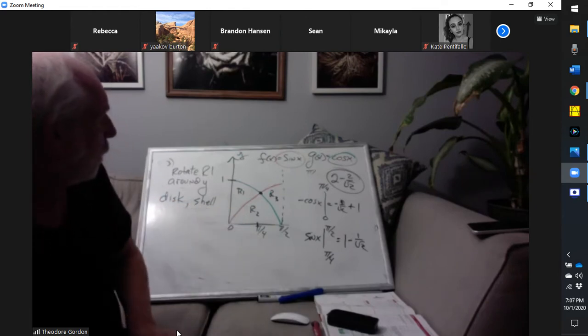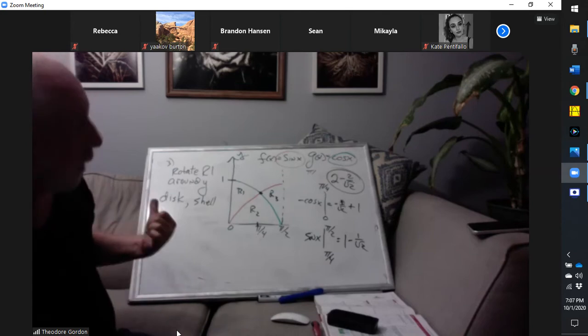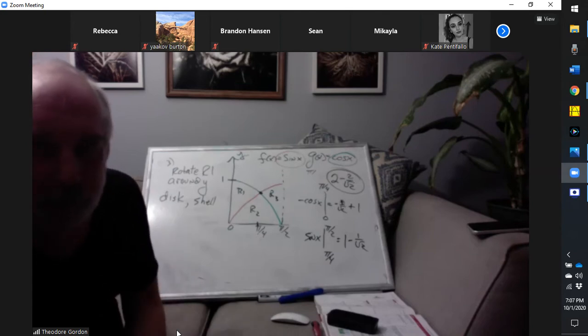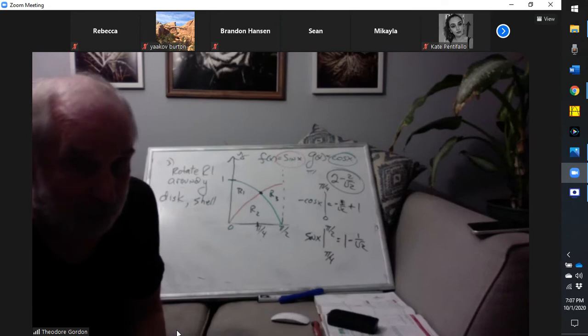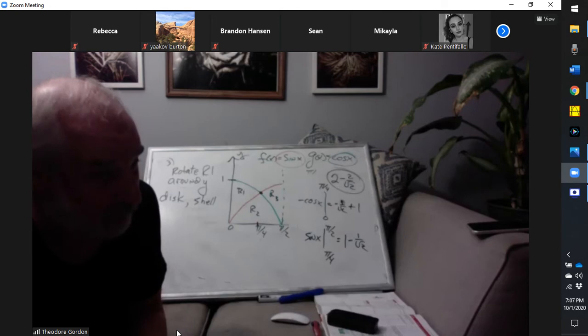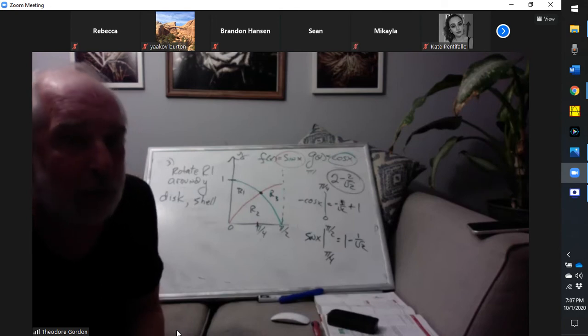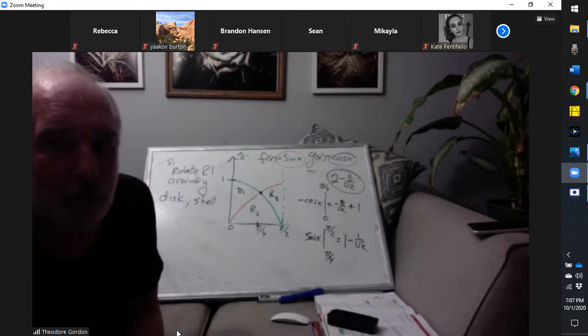Okay. Now, so disk and shell can both be used. Which one would be a very, very bad choice? Disk. Disk would be a very bad choice. Disk method would be an extra credit problem because you can do it by disk. Why, Brandon, do you think disk would be not a good choice? The formula is just more complicated than shell. Oh, it's even more than that.